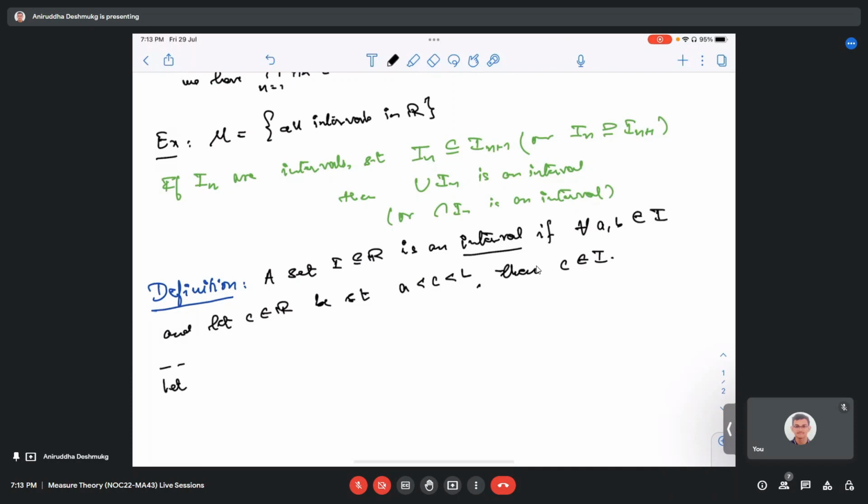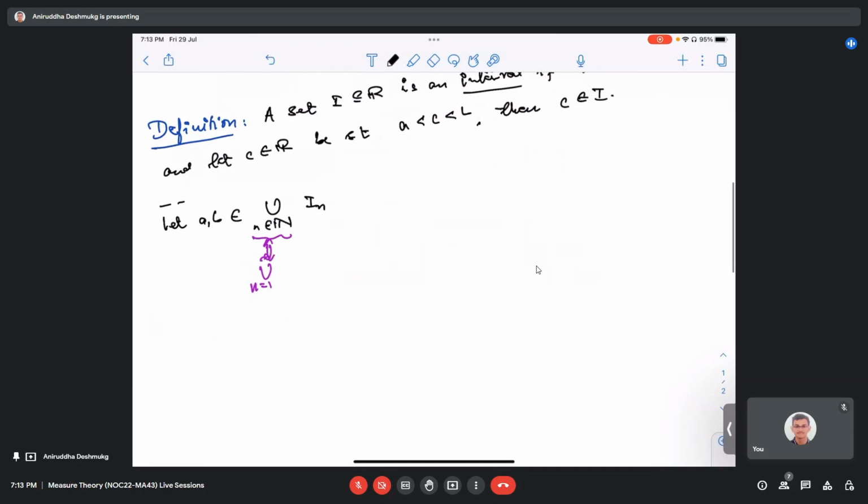So let A and B be in the union of I_n. I will just mention it here: this notation I will use interchangeably with the union over n equal to 1 to infinity. If you have any confusion at any point, please tell me. It is really a habit of writing this way.